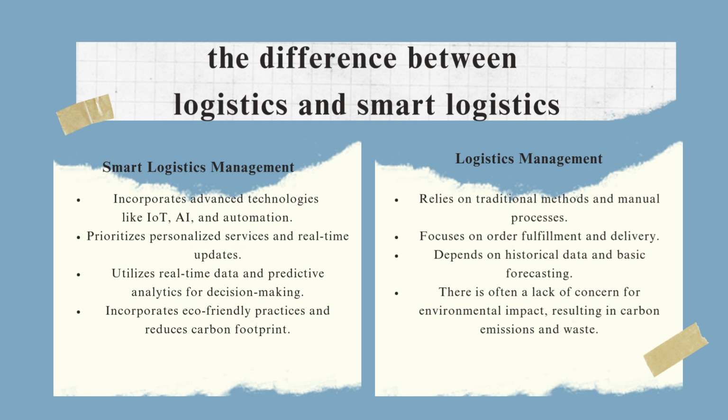And logistics management also has 4 points. First, it relies on traditional methods and manual processes, and focuses on order fulfillment and delivery. And it also depends on historical data and basic forecasting. And the last one is that there's often a lack of concern for environmental impact, resulting in carbon emissions and waste.